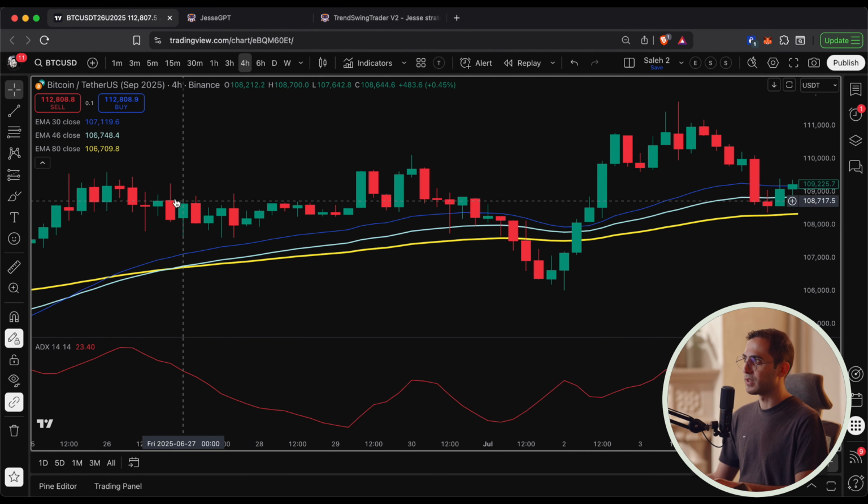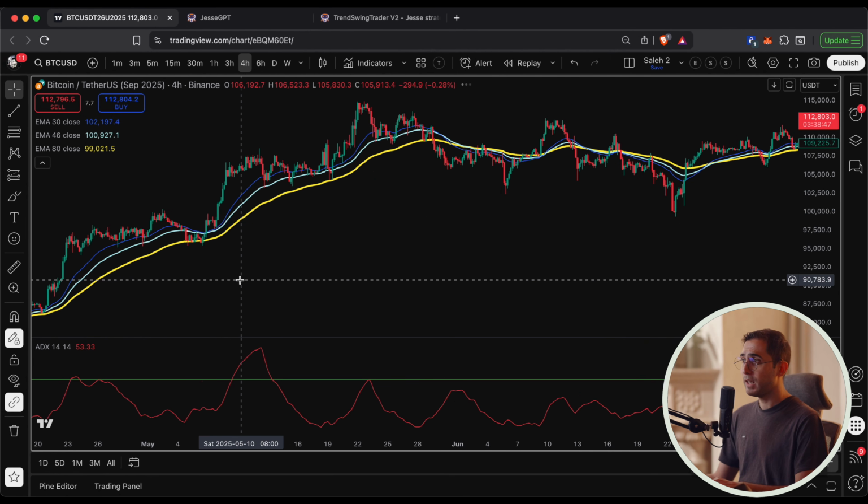Now again, the periods of 30, 46 and 80. And we also want the ADX to be above the threshold. So this would have been a valid trade, for example.